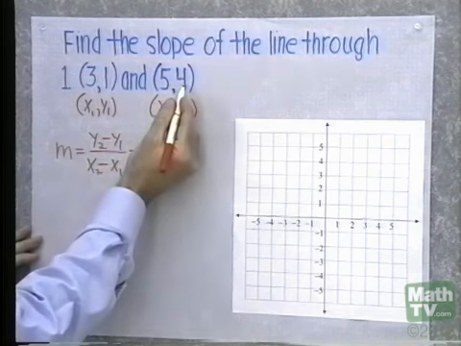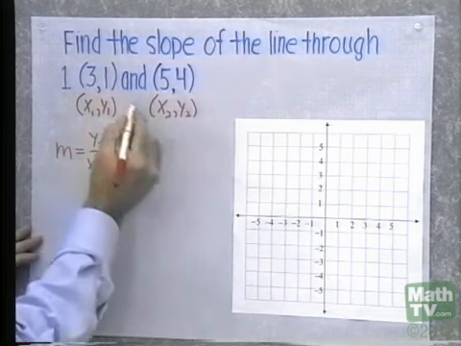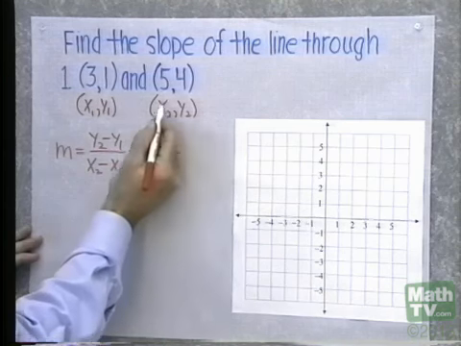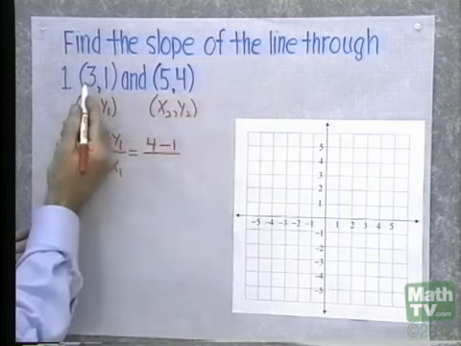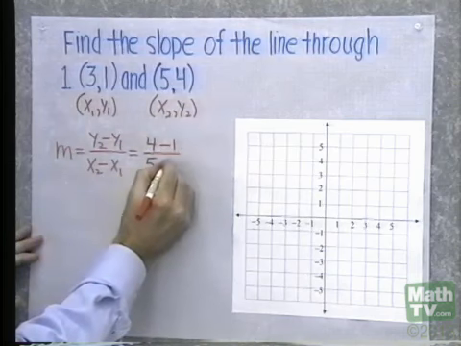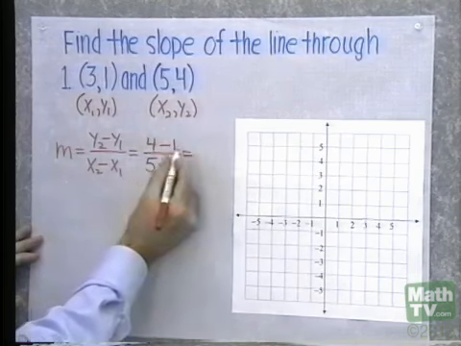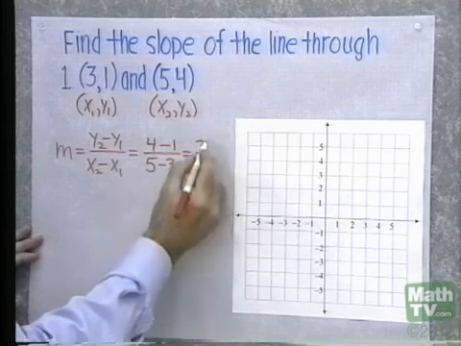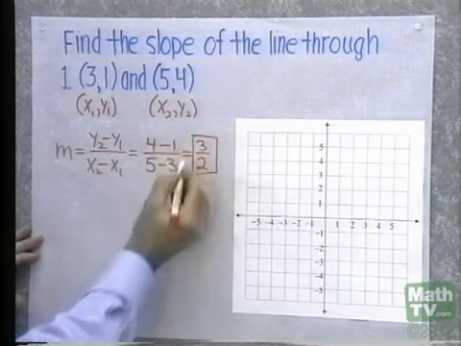So I'll take y2, which is 4, and subtract from it y1, which is 1. So I get 4 subtract 1 divided by x2, which is 5, subtract x1, which is 3. So 5 subtract 3. That gives me 3 in the numerator, and in the denominator I end up with 2, so I have a slope of 3/2.